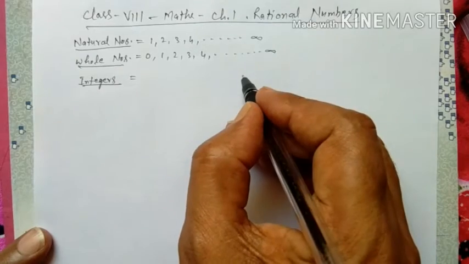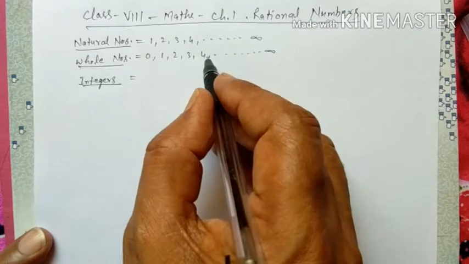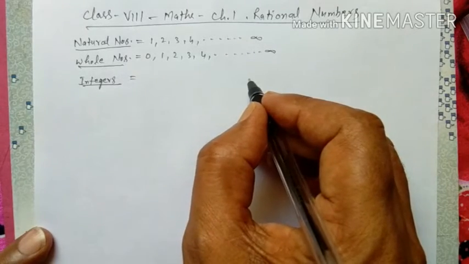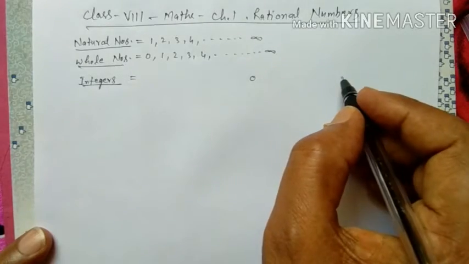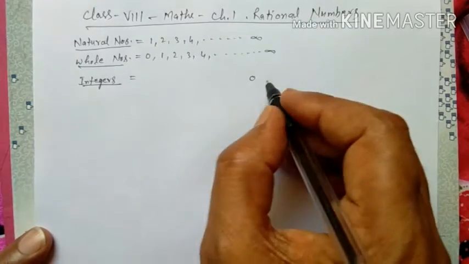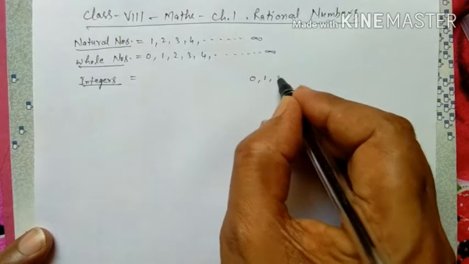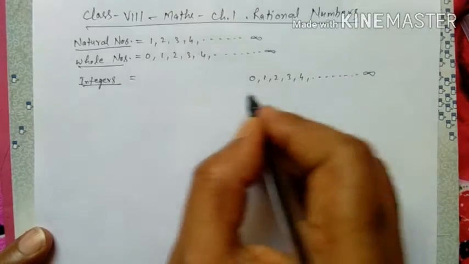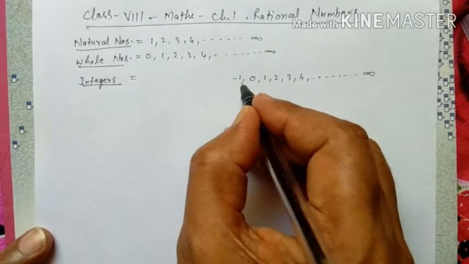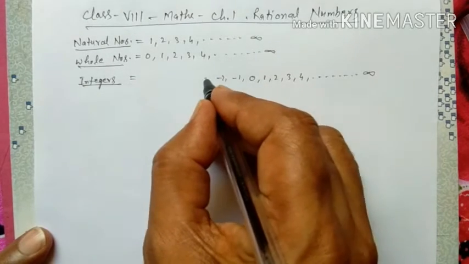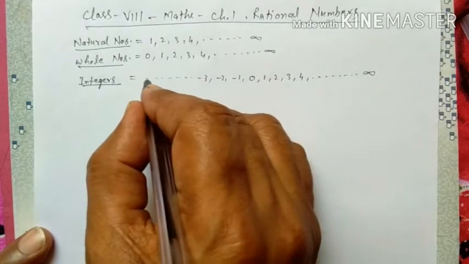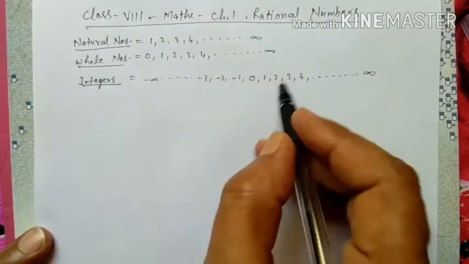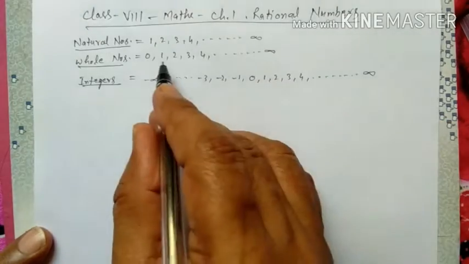Integers are the whole numbers together with their negative signs. We write integers as 0, with the right-hand direction positive numbers and the left-hand direction negative numbers. So 0, 1, 2, 3, 4, up to infinity, and in this direction -1, -2, -3, up to -infinity. Here these are whole numbers with their negative signs.